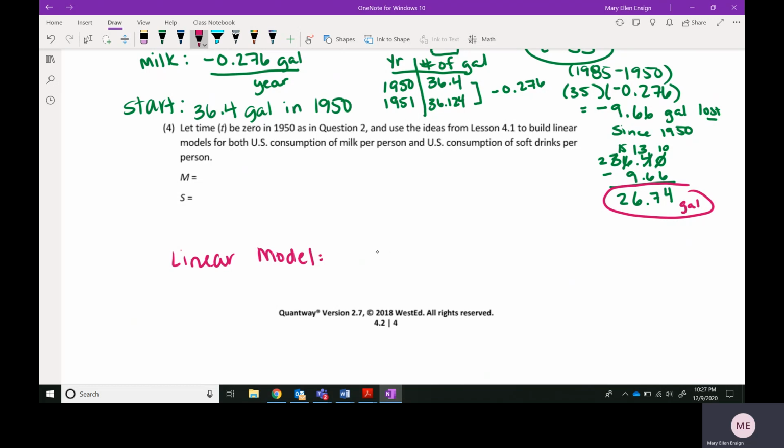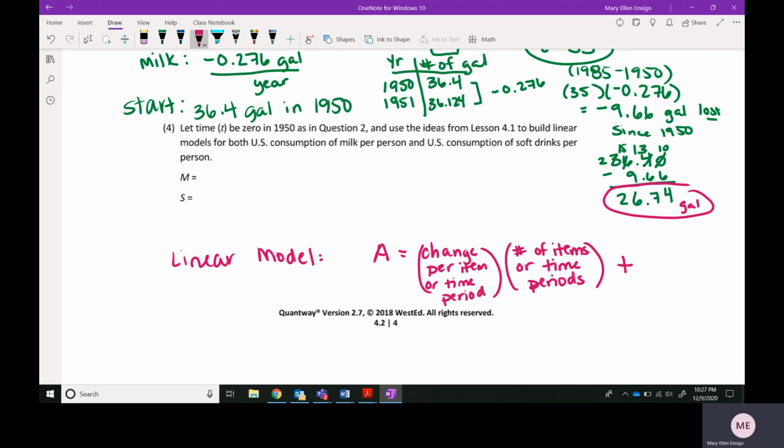So here's what it is. It's going to be my amount. I'm going to say A for amount equals, okay, change per item or time period times the number of items or time periods plus the starting value, okay? Or that can be minus also.